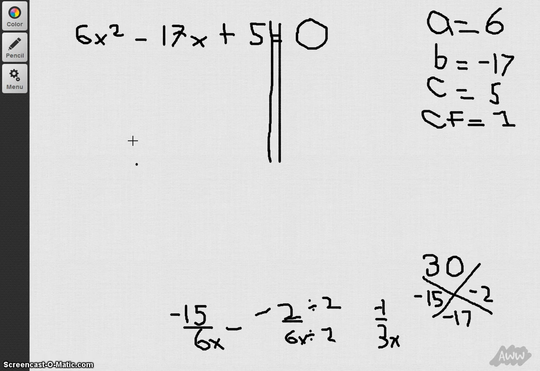So instead we use the diamond method, and as you can see right here, a equals 6x squared, b equals negative 17x, and c equals 5. In order to factor correctly, we have to use a diamond, and we have to multiply a times c. 6 times 5 is 30, and then we put b on the bottom of the diamond, and it's negative 17. Negative 15 and negative 2 multiply to 30, and negative 15 plus negative 2 equals negative 17.